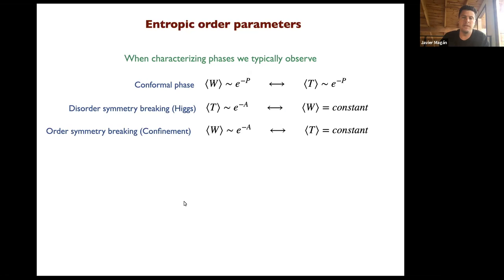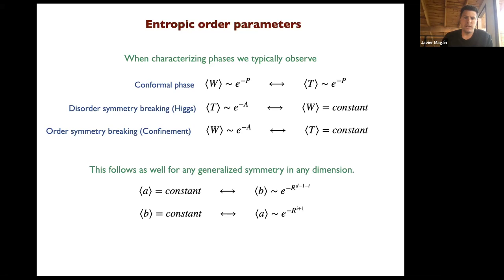When characterizing phases with the usual operator approach, we typically observe three phases. I'm going to discuss this for gauge theories in four dimensions, but it can be generalized. We can find a conformal phase in which the Wilson and 't Hooft loops display perimeter laws. We can find a Higgs phase in which the symmetry associated to the disorder parameter, the 't Hooft loop, is broken by a constant expectation value of the order parameter. And we can find the dual phase, the confinement phase, in which the symmetry generated by the Wilson loops is broken by a constant expectation value of the 't Hooft loops. This follows as well for any generalized symmetry in any dimension, just modifying the scalings a little bit.